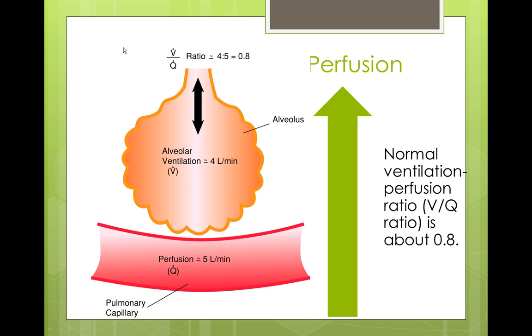So look here, we have 4 liters of ventilation on average, and for perfusion we have 5 liters. If you take 4 divided by 5, that means 80% of what we breathe compared to how much blood flows past is a normal ratio that we should be looking for. If this ratio goes up or down, then that's usually a consequence of some pathology.